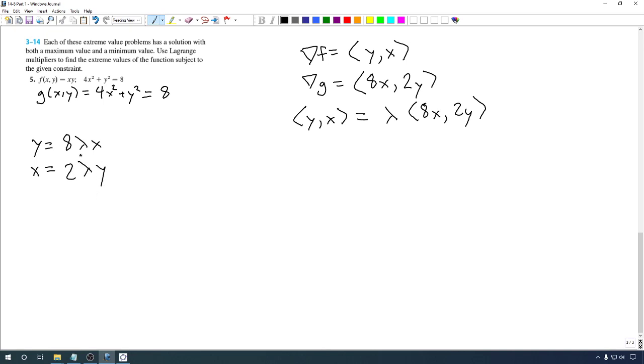Now, we have two equations with three variables, x, y, and lambda. Usually we'd say that we can't solve that if we have too many variables. But we don't have just two equations. We actually have a third equation, our constraint: 4x squared plus y squared equals 8. Now we have three equations with three variables, and we could potentially solve this.